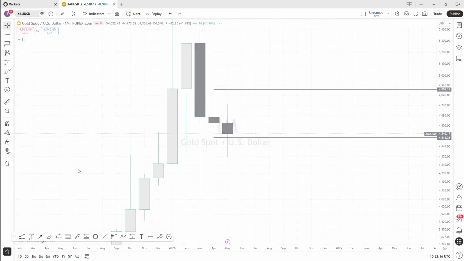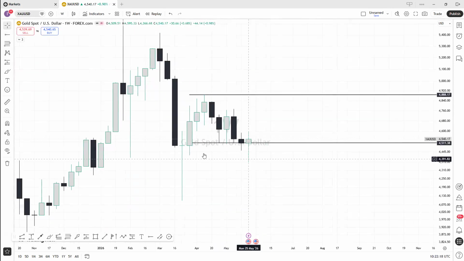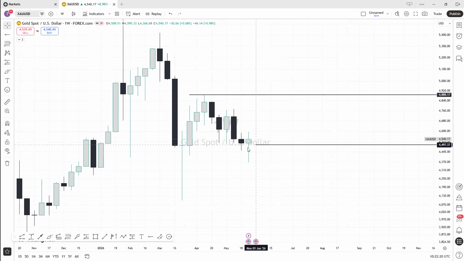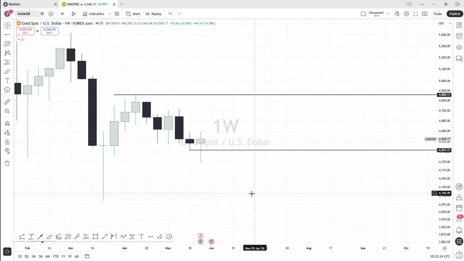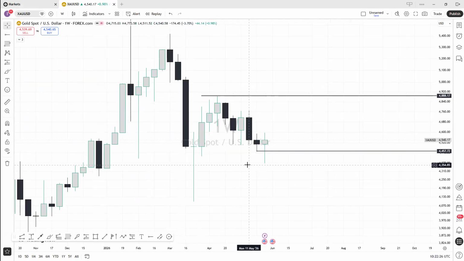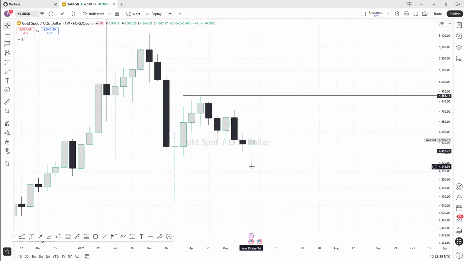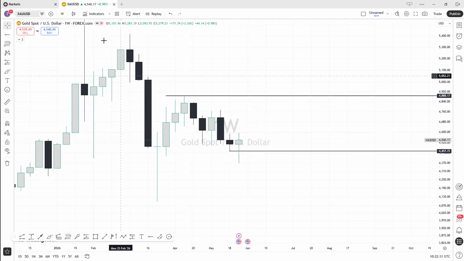Shift your time frame to weekly time frame. Weekly time frame here, we have this candle. Last week candle closed bullish. Also, it manipulates previous candle low. So that is very good indication of what? Reversal pattern.